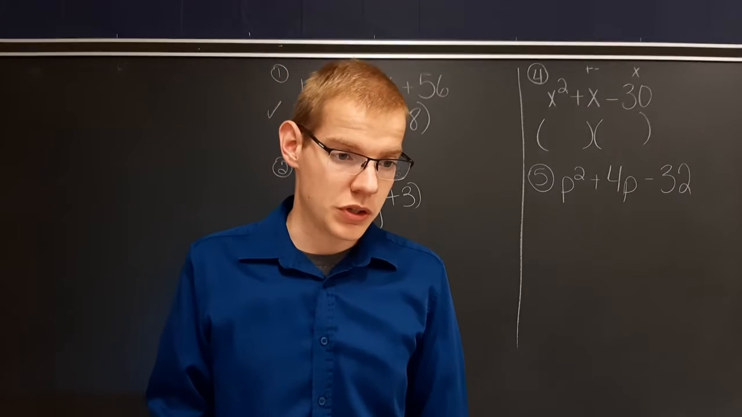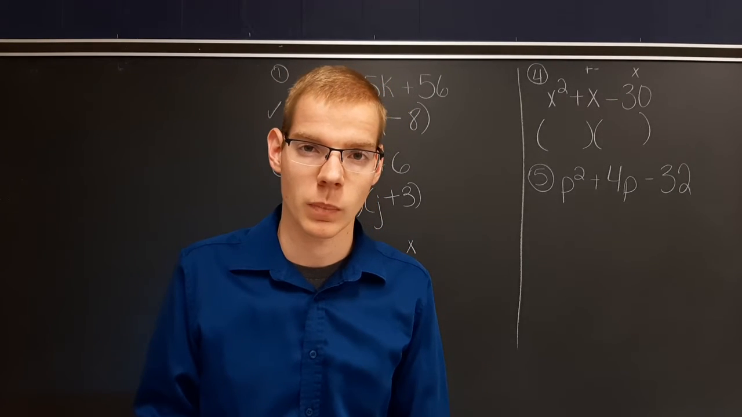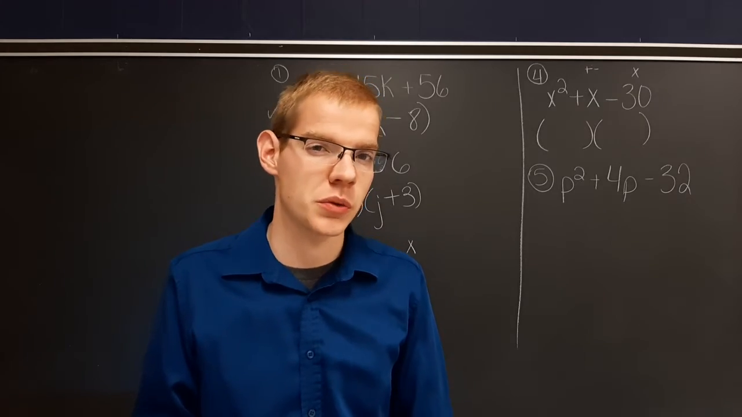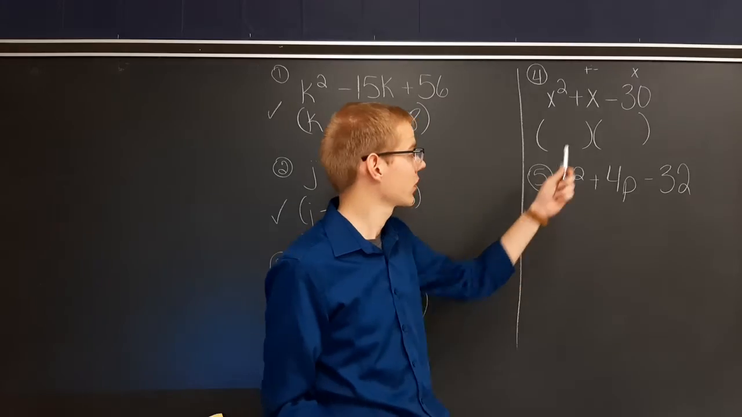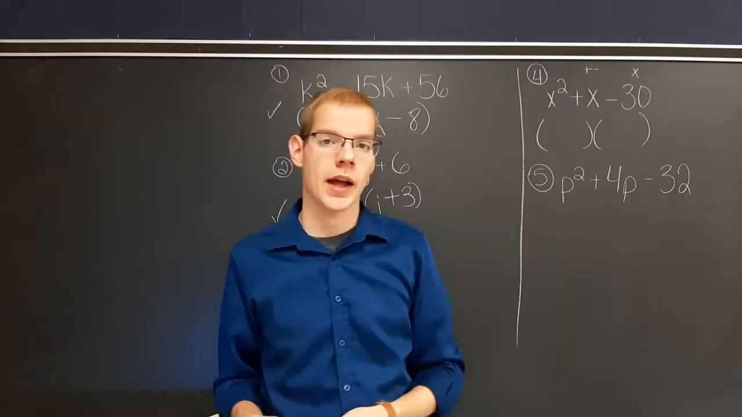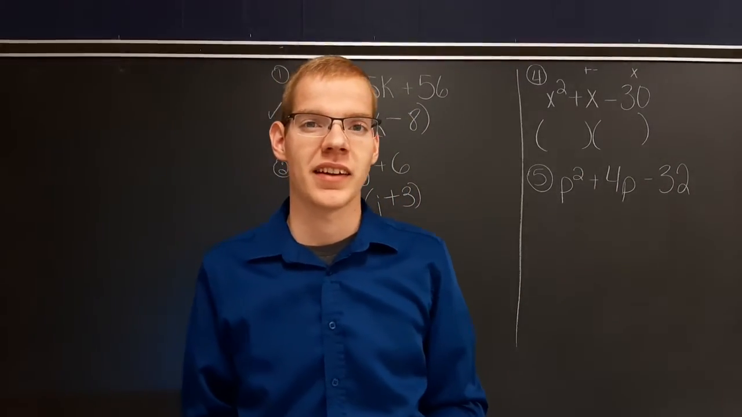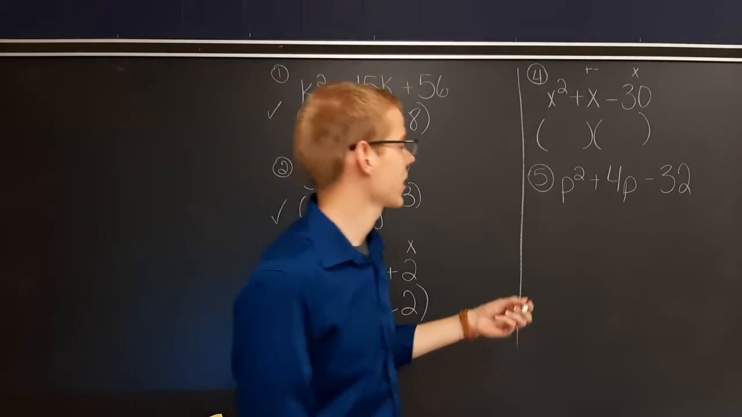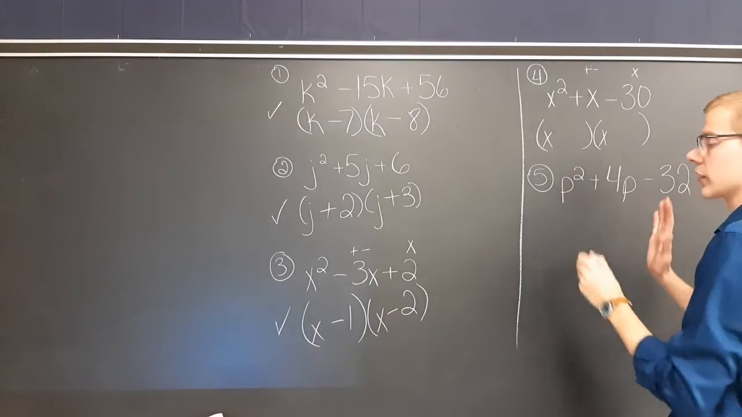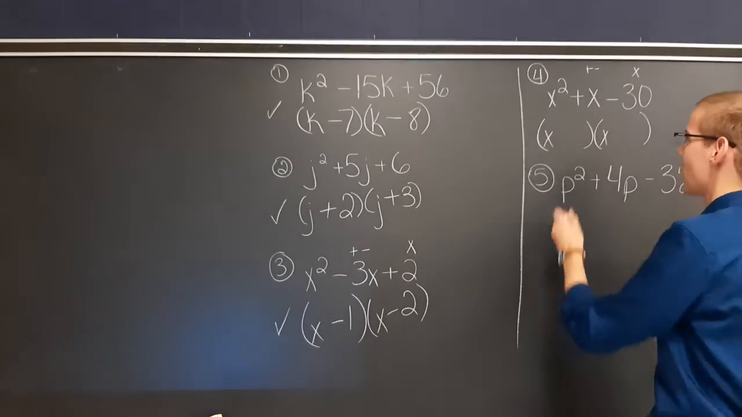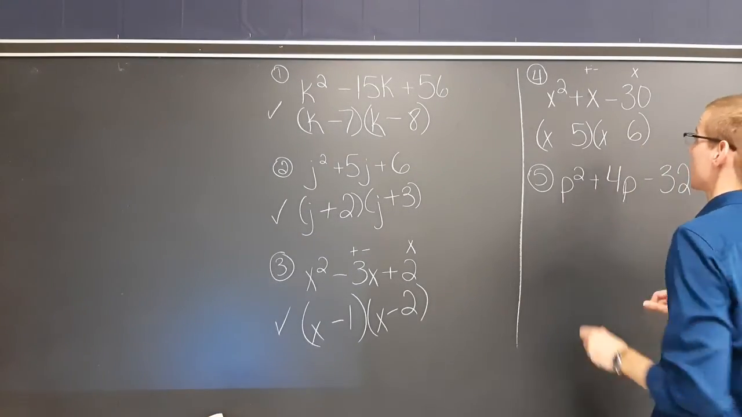Oh, what other numbers? 15 and 2, but that doesn't work either to get a 1. How about 5 and 6? Multiply 5 and 6. Well, our x is here. I think we've already caught on to that one. And now our 5 and our 6.